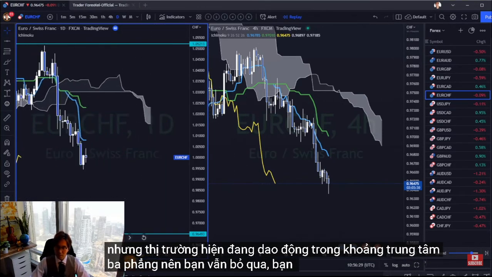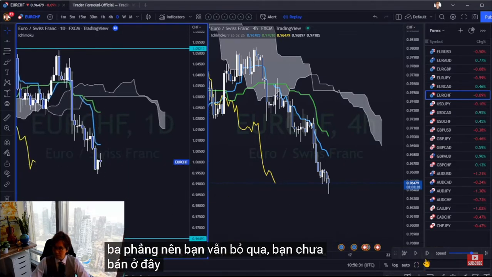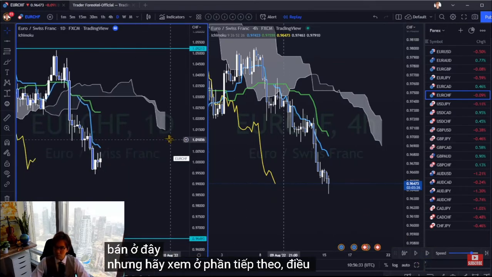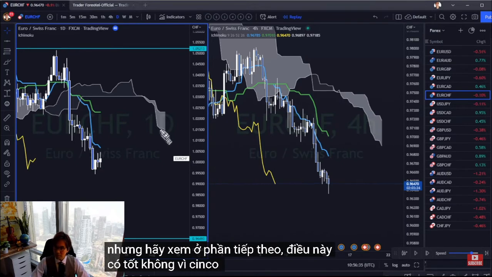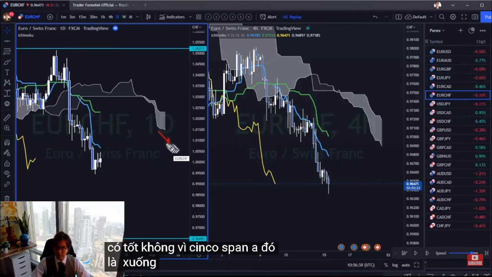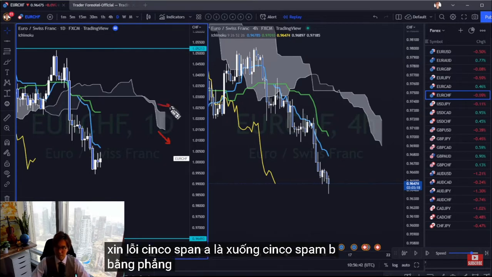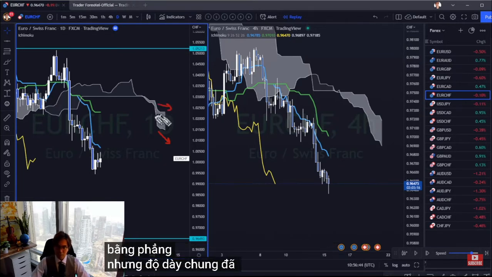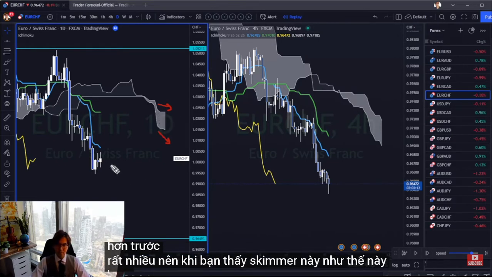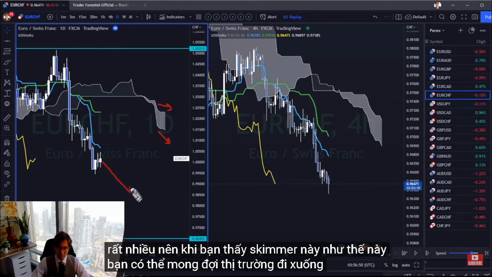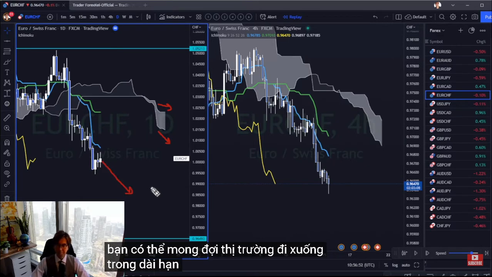So you still skip, you don't sell here yet. But let's see the next one. This is looking good because Senko span A is down, and Senko span B is flat. But the kumo thickness is much better than before. So when you see a kumo like this, you can expect the market goes down in the long term.